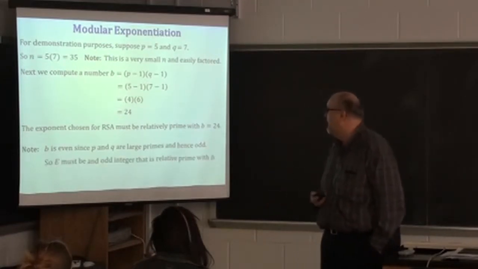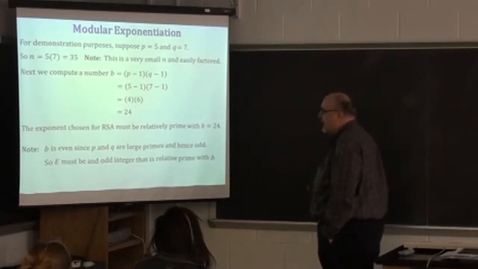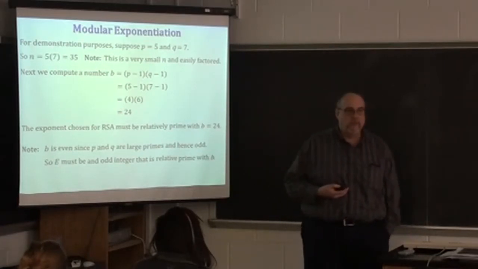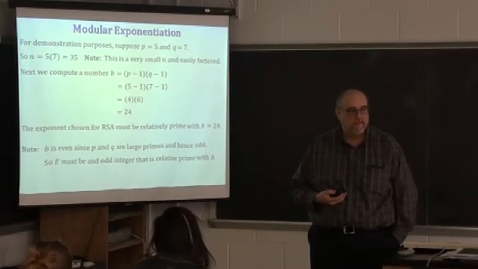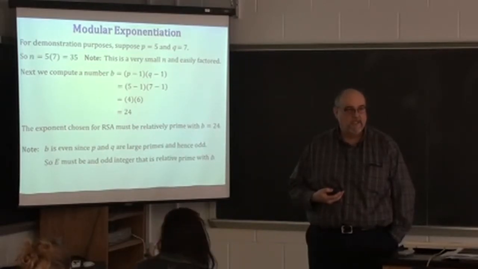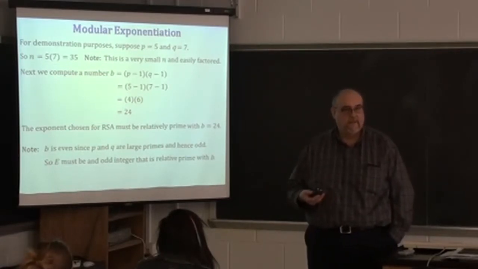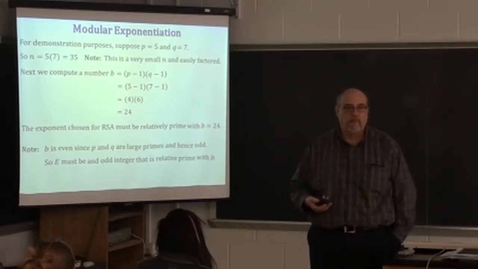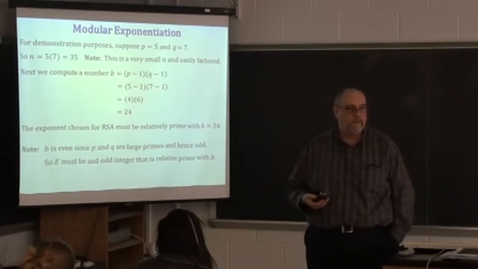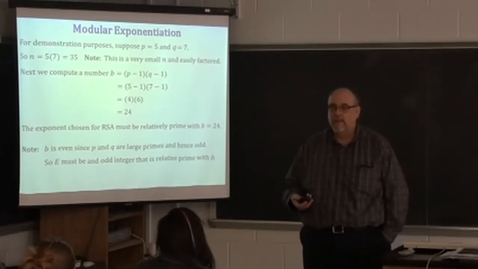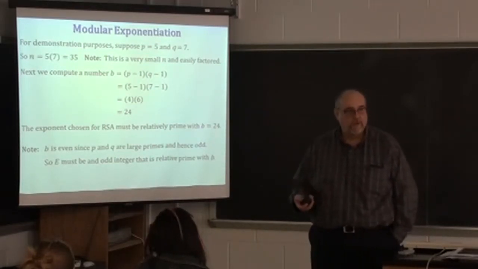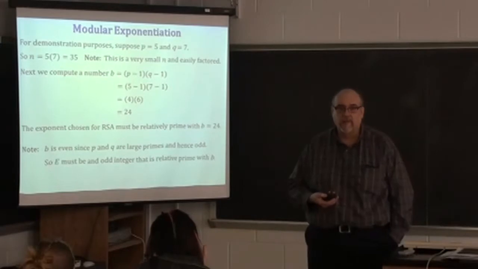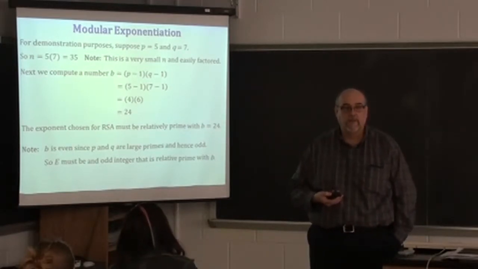Good. So E has to be an odd integer that is relatively prime with B. Now B's even. That's why E has to be odd, because if E was even, they would have a common factor of 2. Possibly other ones, but they would definitely have a common factor of 2. And for relatively prime, we want what for the only common factor? 1. Good.